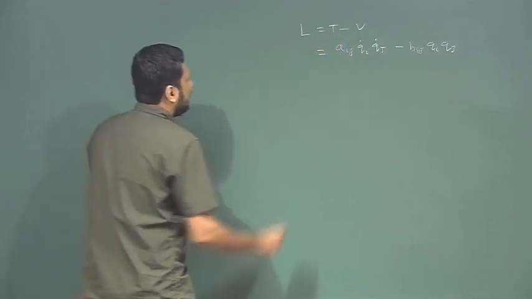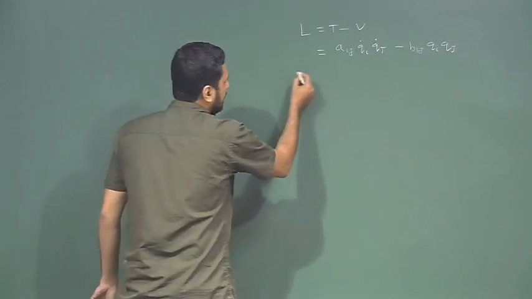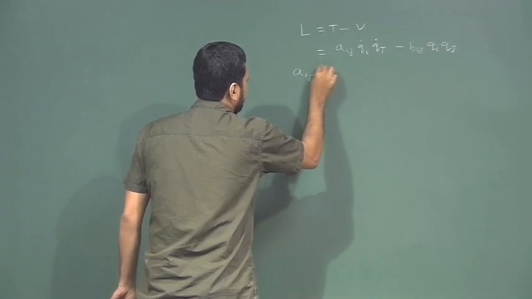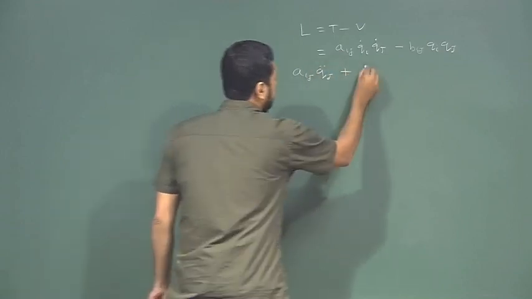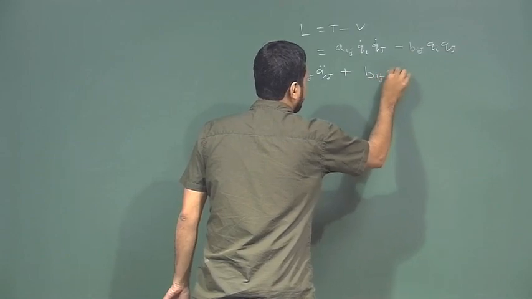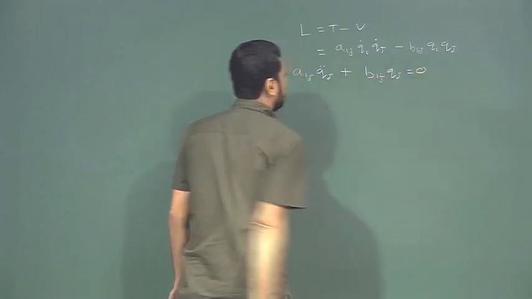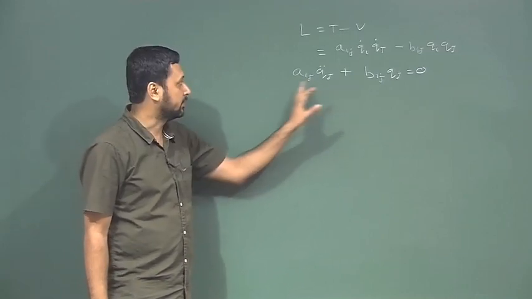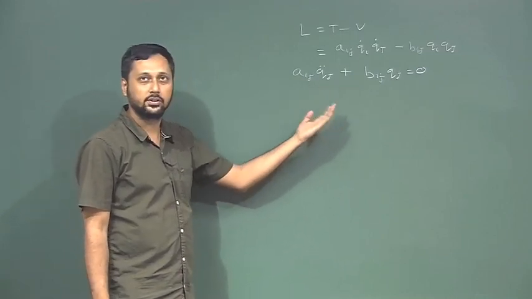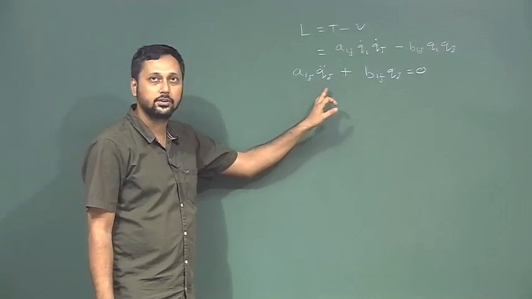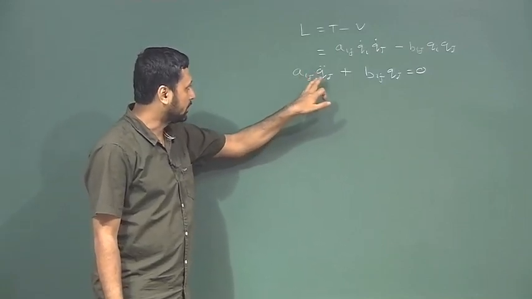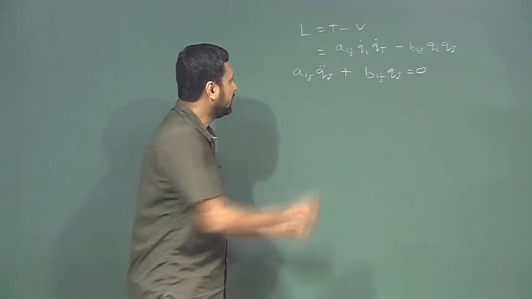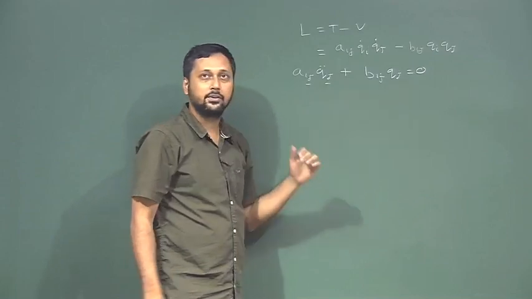From here we have found the equation of motion, which was a_ij q̈_j plus b_ij q_j equal to 0. And it is extremely deceptive to look at, because it seems like we have separated out the variables and written an equation for a particular coordinate q_j, but this is very wrong, because there is a summation convention involved. So, j is the repeated index.